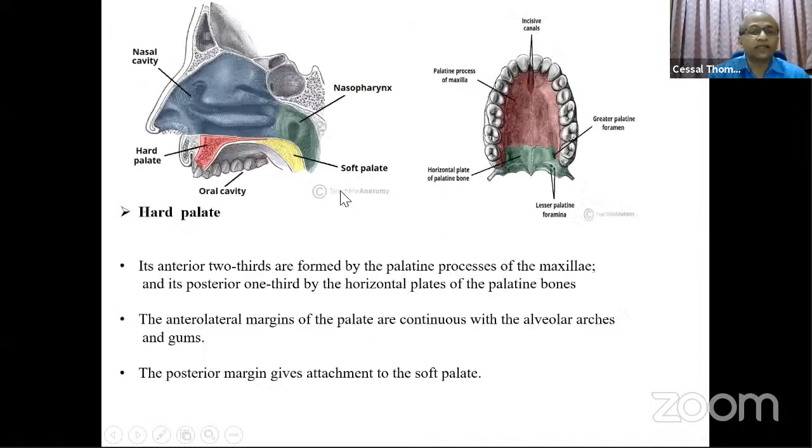So coming to hard palate, there are two bones which form the hard palate. One is the palatine process of maxilla, and second is the horizontal plate of palatine bone. So these two bones form the palate. Please note two foramina here, the greater palatine foramina and the lesser palatine foramina. These are in the horizontal plate of the palatine bone.